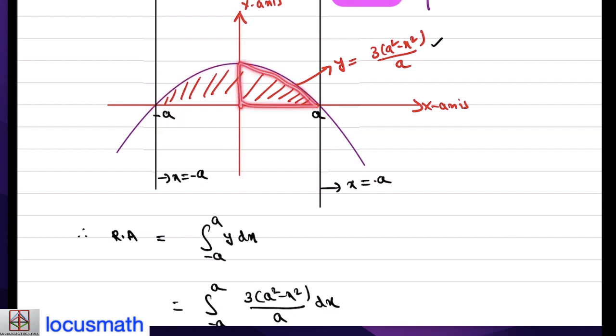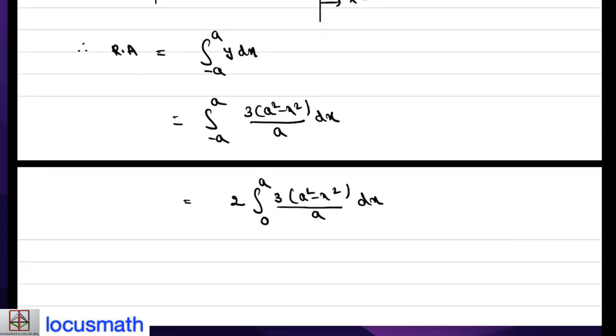That means the total area from minus a to a of f of x dx is the same as 2 times the calculation from 0 to a, because an even function is symmetrical about the y-axis. That's why we have written minus a to a is equal to 2 times 0 to a.